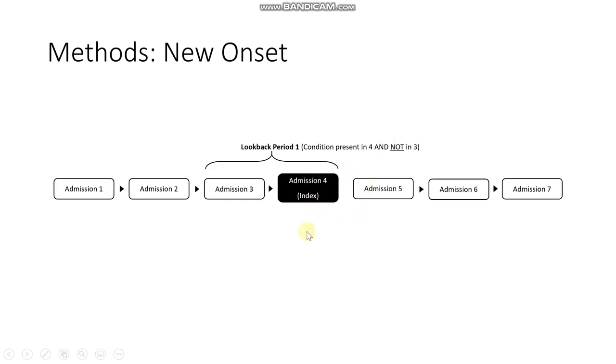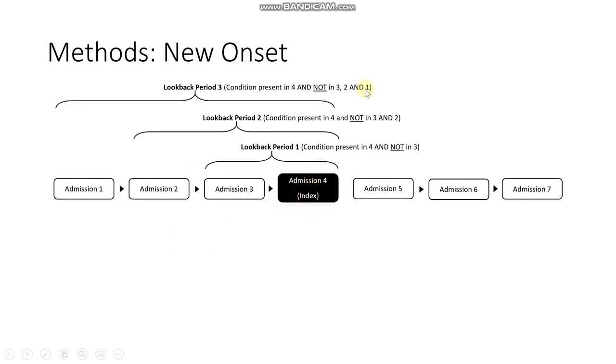When it came to new onset conditions, we sought to see if the condition was present in the index admission but not the previous admission in look-back period 1. Similarly, if the condition was present in the index admission but not the previous 2 admissions. And look-back period 3 was if the condition was present in the index admission but not the previous 3 admissions.